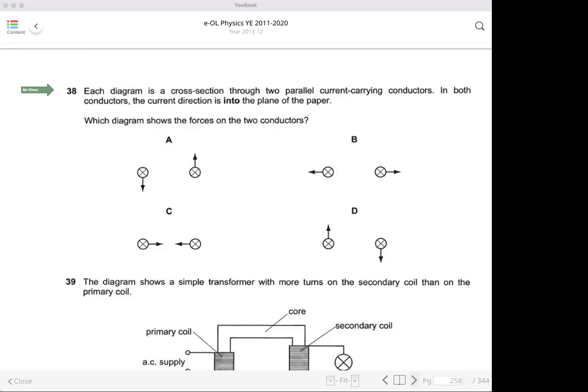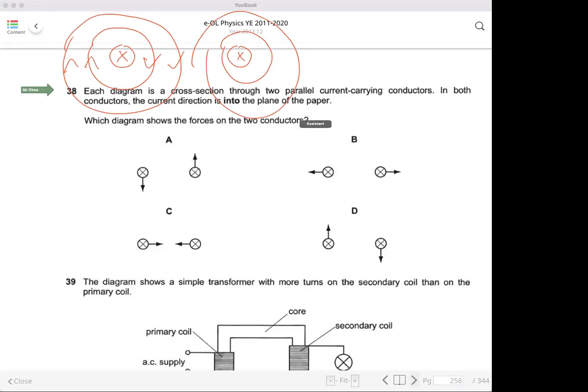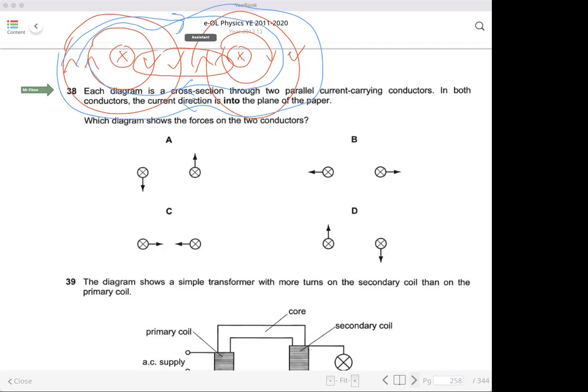Okay, what happened here is this. If I got two crosses, if I were to use the right hand grip rule, I will get something like this. Okay, same direction. But because this will even out, therefore you'll end up with something like this. So when you get something like this, you push them together and therefore the answer will be C. Is that clear?